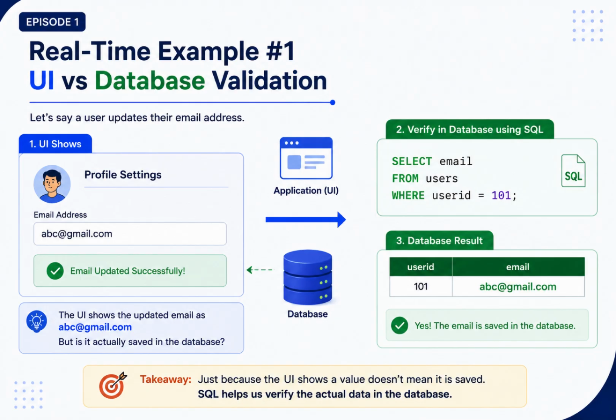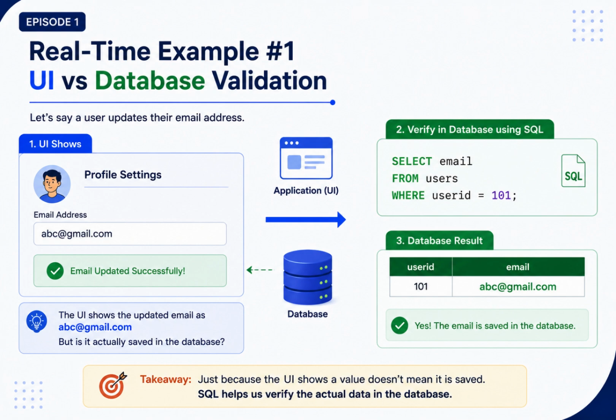Let's say you are testing Amazon. A user updates their email address. The application displays email updated successfully and the UI shows the updated email, for example, abc@gmail.com. But as a tester, how do you know whether the email was actually saved in the database? This is where SQL comes into picture. Using this query, you can verify whether the database contains the same email which is shown in the UI. This helps answer an important testing question. Is the UI displaying the correct data from the database?